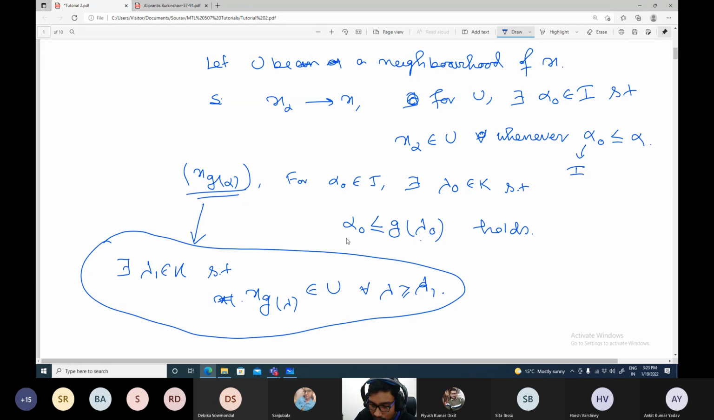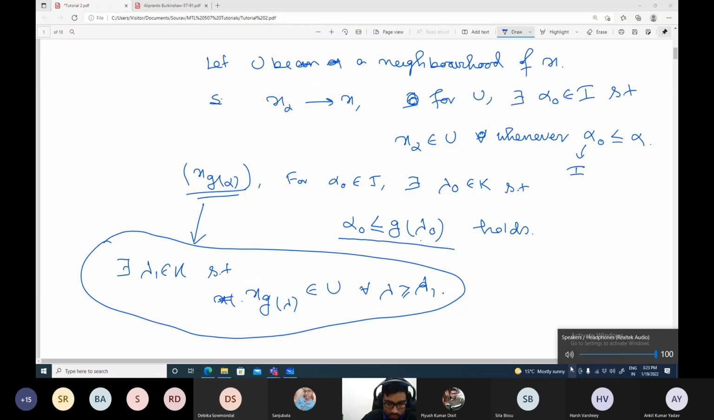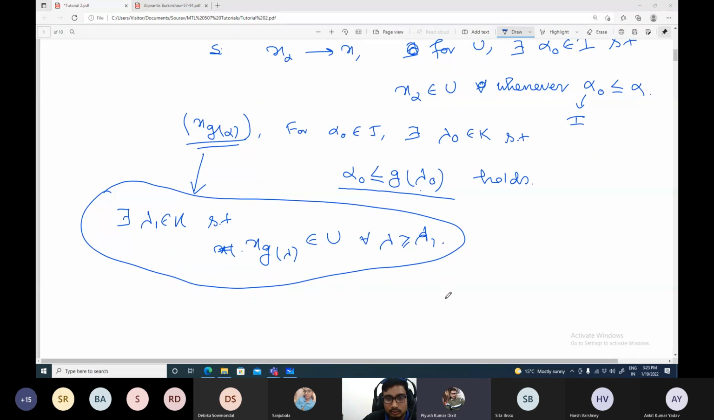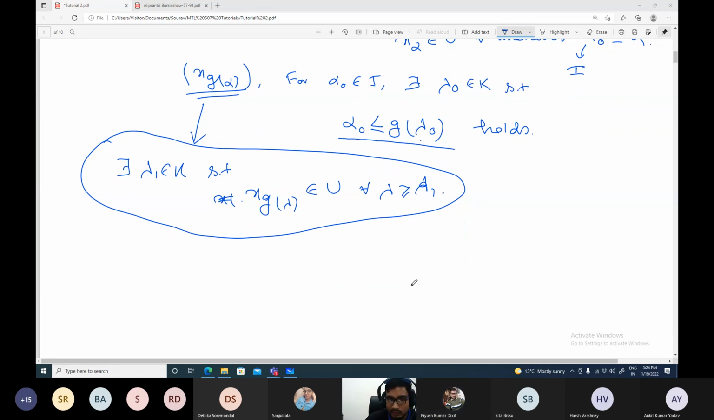Now you have some lambda naught which satisfies the property that alpha naught is less than or equal to G lambda naught. So now how to proceed? Sir, we can take here lambda 1 as lambda naught. Sorry, I can't hear you. Whenever alpha naught is less than or equal to alpha, then X alpha belongs to U. Then whenever alpha naught is less than or equal to G lambda naught, we know that X of G lambda naught belongs to U. Yes. And hence X of G lambda converges to X. Yes, exactly. So for our U we have got this lambda 1. What would be our lambda 1? This lambda naught, right?